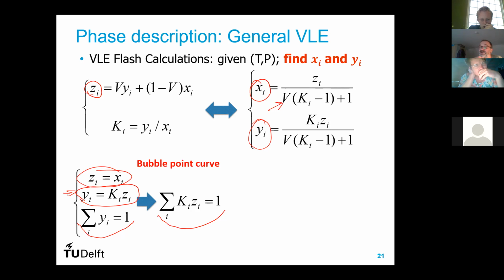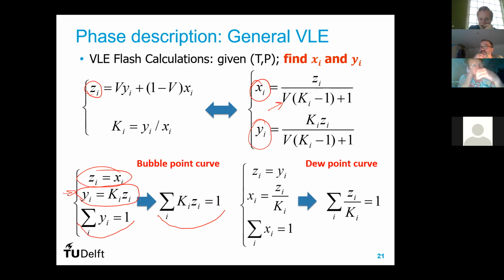And very similarly, you can derive a similar relation for the dew point curve, because at the dew point, your V is equal to 1. That means if you do the rearrangement, you will find that Z equals Y, X equals Z over K, and you also know that the sum of X equals 1. And you have this relation. Is it clear?